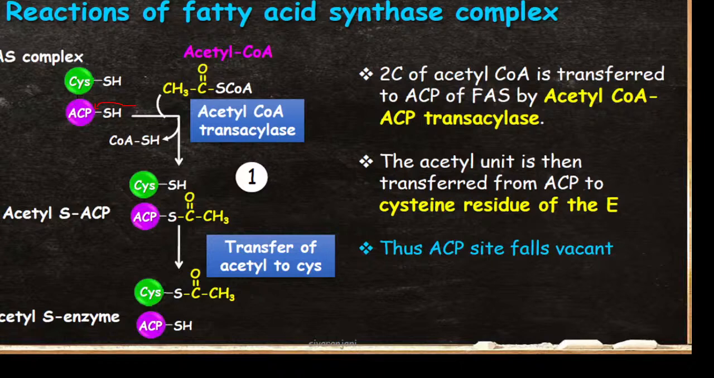So where the acetyl CoA can bind, acetyl CoA is transferred to ACP, the acyl carrier protein of the fatty acid synthase complex. This transfer is catalyzed by acetyl CoA transacylase. Here CoASH is released, so the acetyl group is transferred to the fatty acid synthase complex. Then this acetyl group is transferred to the cysteine residue.